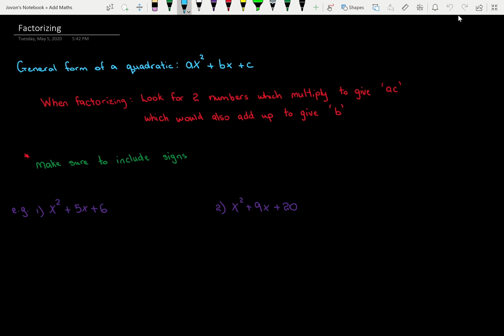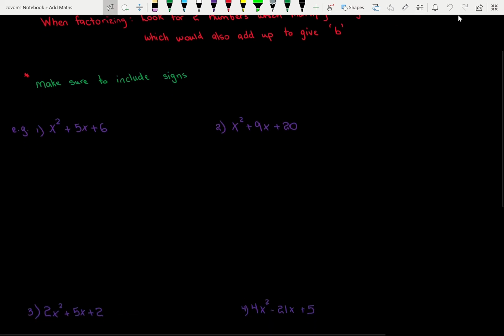When factorizing, the steps are simple. We're looking for two numbers which, when you multiply them together, will give you the product of a and c. So if you multiply a and c, you want two numbers which will multiply to give you ac, and those two numbers should add up to give you b. That's really all there is to the theory. Make sure when you're doing these questions to include the signs. The best way to teach you this topic is through examples.